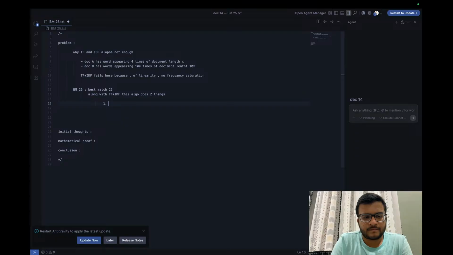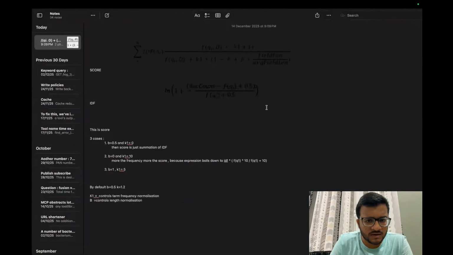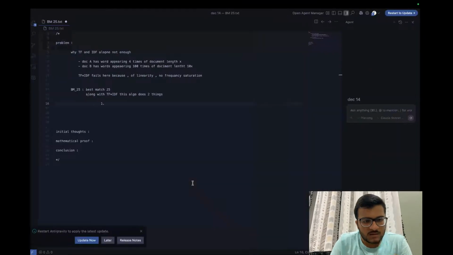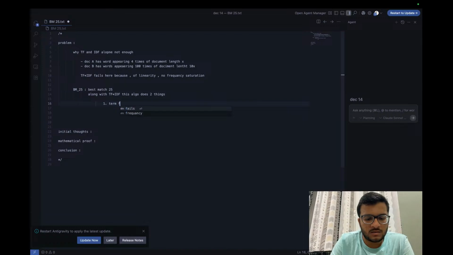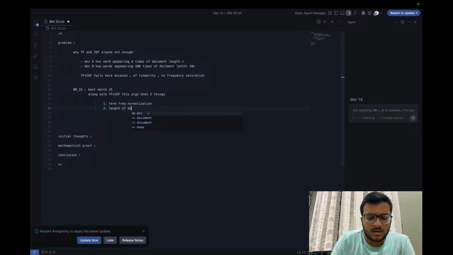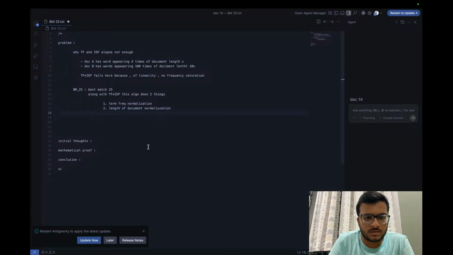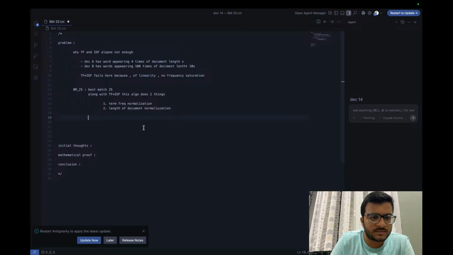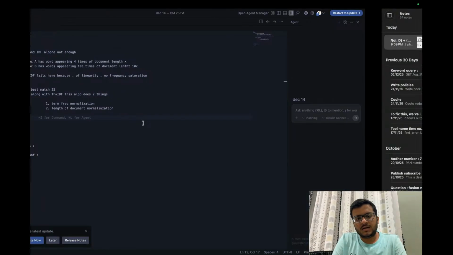One, term frequency normalization. It normalizes the term frequencies. Next, length of document normalization. So let's see the formula.